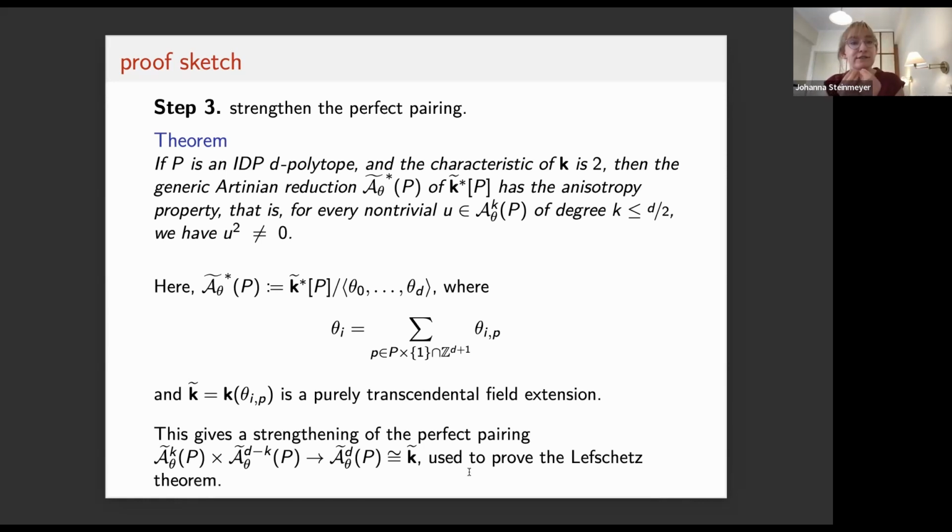But if we do a little bit of trickery, it does. So what we have to do in order to do that is really keep considering our thetas as variables, and take as the field purely a transcendental field extension over our original field. So we keep them as independent as they possibly could be. And then we get that for any element u in degree half, we can pair it not only with something close, we can pair it with itself. And from there, you can prove Lefschetz.